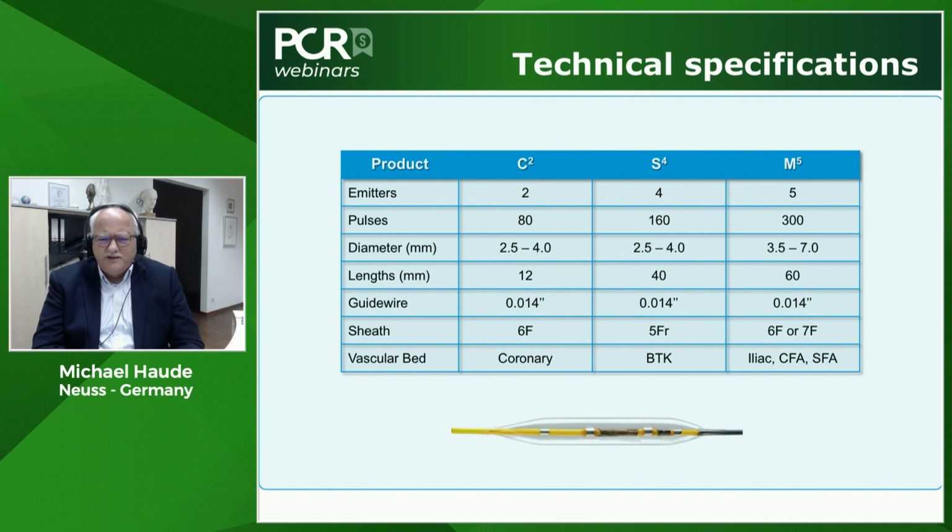It is fully compatible to 0.014 guide wires, and important to say, fully compatible to 6 French sheath. So this is the device you can see at the bottom that we can use for a coronary application.